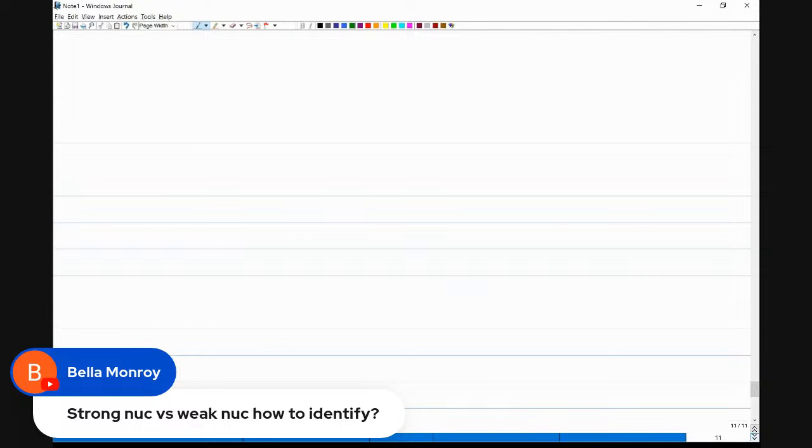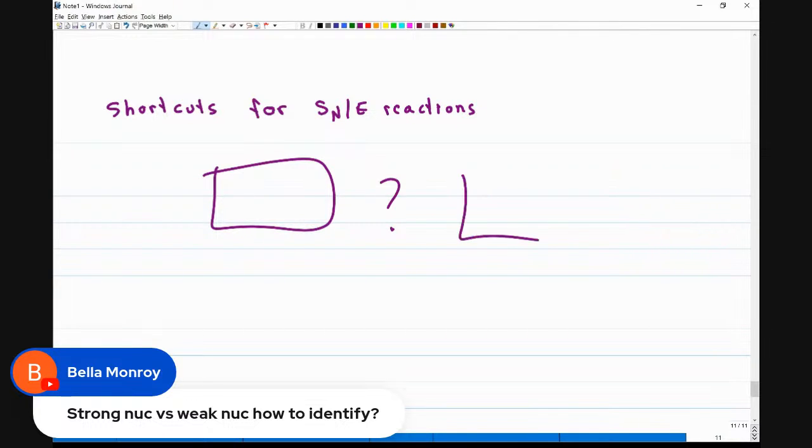Before I go into E1, because I completely forgot to show this to you, do you want to learn shortcuts to quickly find all your products without having to draw out your reaction mechanism? A lot of professors will give you an exam where you have a question and maybe they'll give you a product, maybe a reactant. If you don't have the time to draw it out, here is how you're going to identify your product.